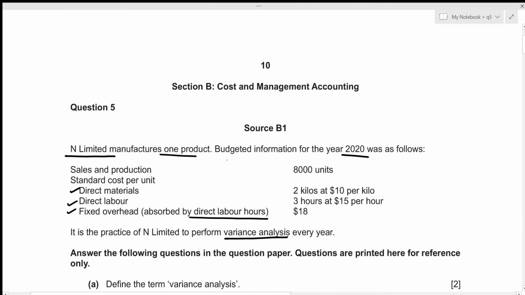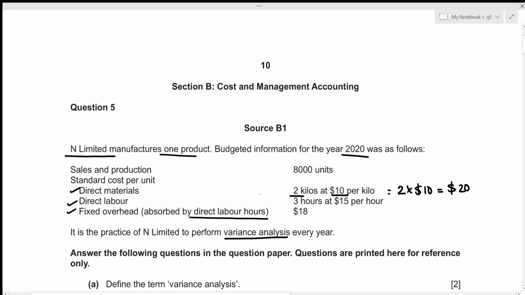Okay, for direct materials, we can see that each unit requires 2 kilos and 1 kilo costs $10. So let's figure out the per unit direct material cost. That is just going to be the total number of kilos required per unit, which is 2, and then we just need to multiply it with the rate per kilo, which is $10. And this gives the per unit direct material to be 20.